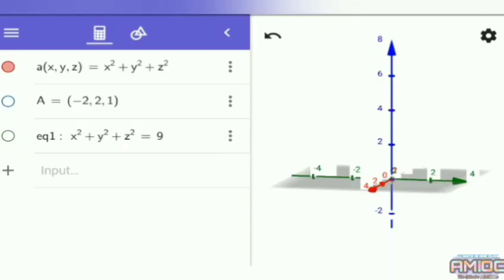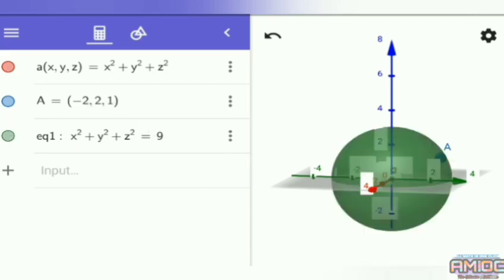We are given the 3 variable differentiable function which is given by x squared plus y squared plus z squared, and a point given by (-2, 2, 1). If we evaluate the function at (-2, 2, 1), we will get the level surface of the function x squared plus y squared plus z squared, and it is given by x squared plus y squared plus z squared equal to 9. This is the level surface of the function, and this level surface passes through (-2, 2, 1).